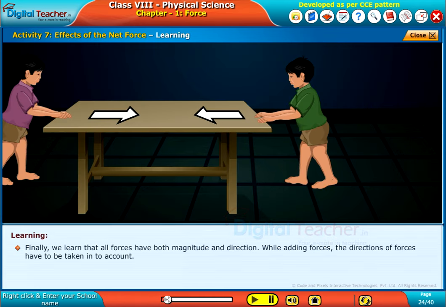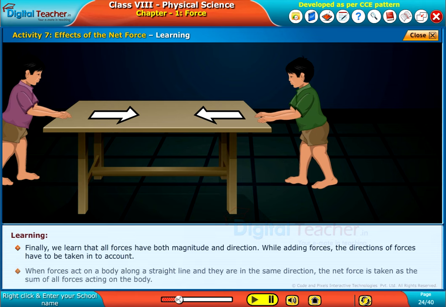Finally, we learned that all forces have both magnitude and direction. While adding forces, the directions of forces have to be taken into account. When forces act on a body along a straight line and they are in the same direction, the net force is taken as the sum of all forces acting on the body.